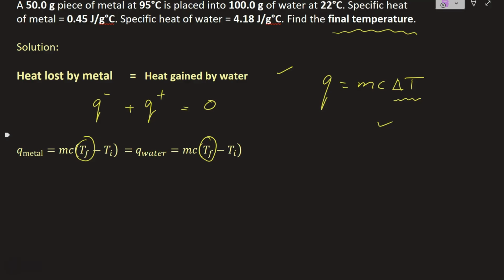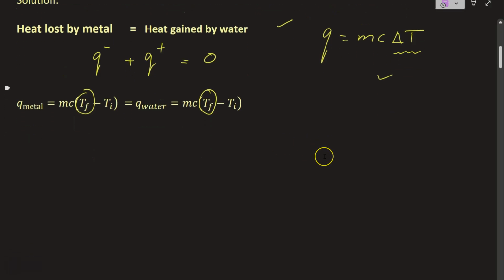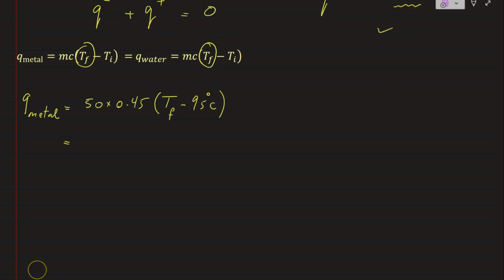So let's go ahead and plug numbers in for each of these first. We're going to start with the Q metal, and then we're going to deal with the water. Let's simplify this a little bit. That would be 22.5 times (T final minus 95 degrees Celsius). I didn't put in all the units just for simplicity's sake, but at the end we must put the units in for the final answer. This was for the metal. Now let's deal with the water that is gaining.